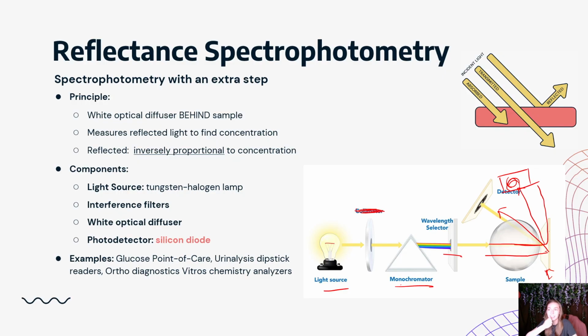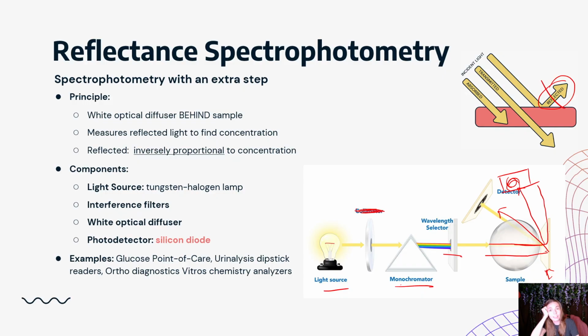Well, this thing is called a white optical diffuser. It's basically just a backboard for the light, and we let it go through, and we let it hit the backboard, and then from the backboard, it goes to the detector. We are measuring the amount of light that is reflected, but note that this light that's reflected is not the same as the incident light earlier, the reflected light breakdown.